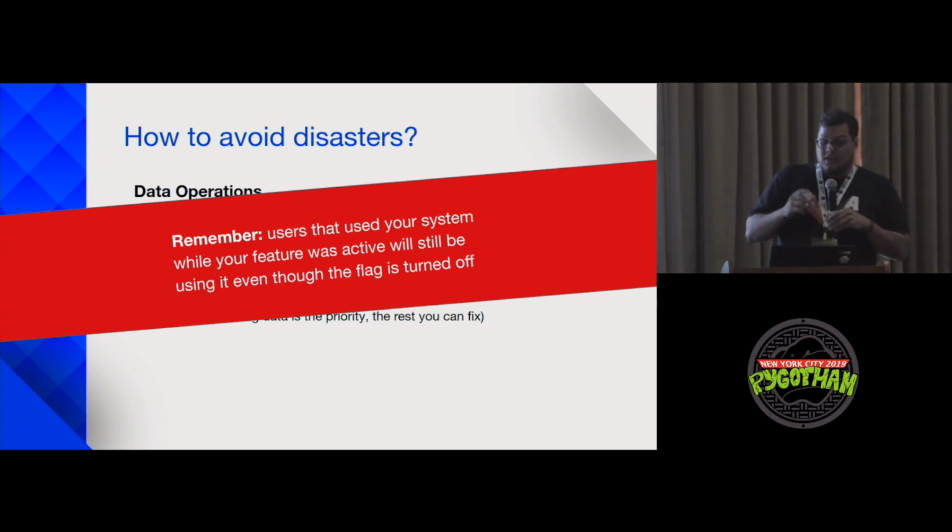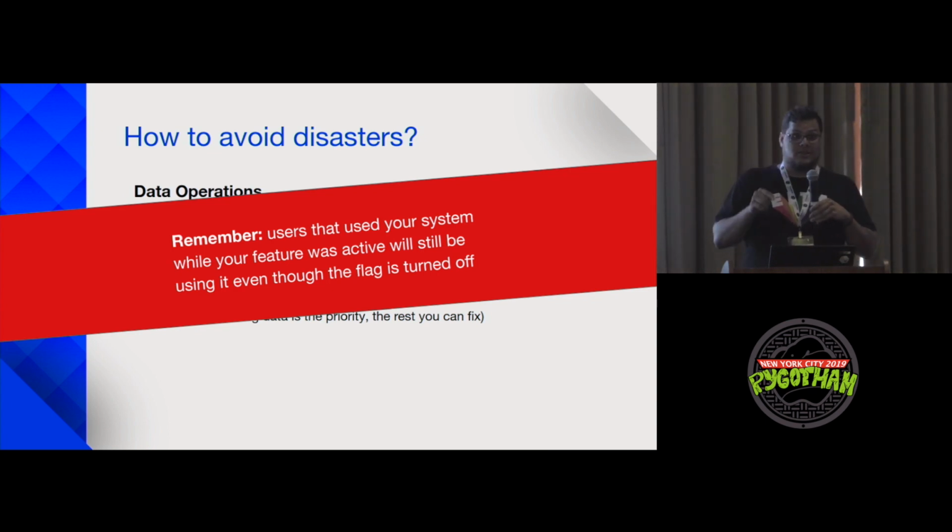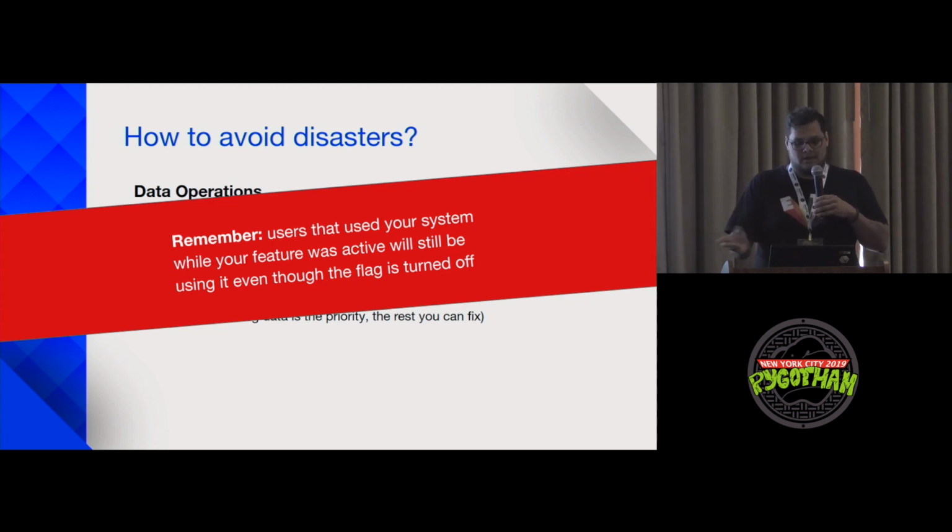So one thing to remember is that users that started using the feature when the flag was on will probably need to use your system while the flag's turned off because of some bug or something. So if the feature that they need is not available, you need to show them at least a message saying that the feature is not available right now. The best scenario is to have a fallback for when the flag is off. But if you don't, at least show a message.